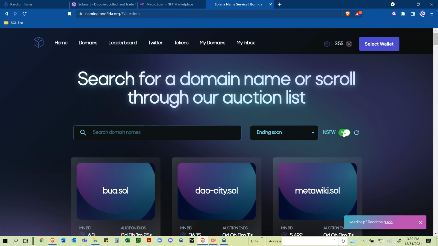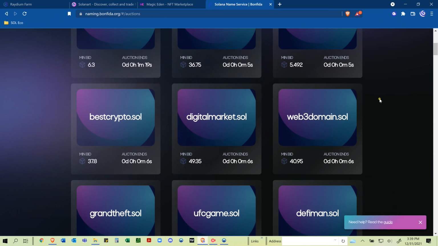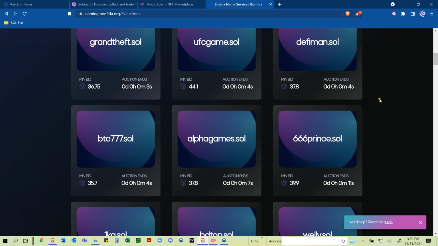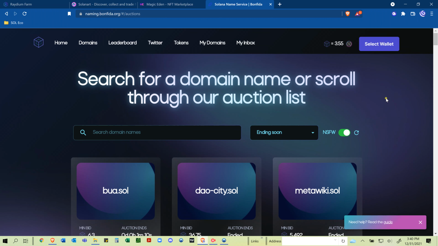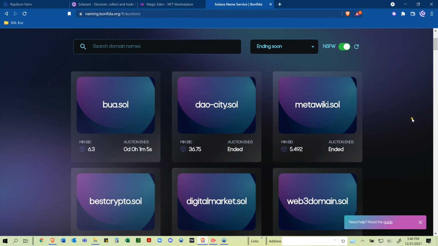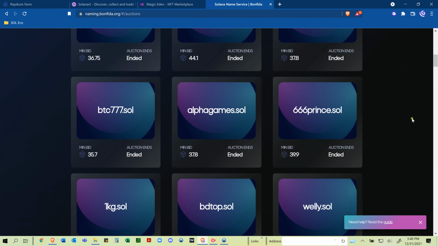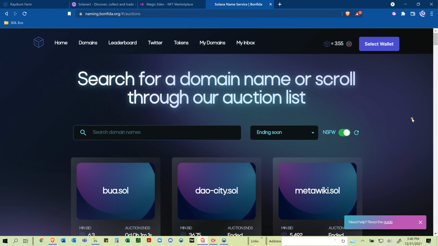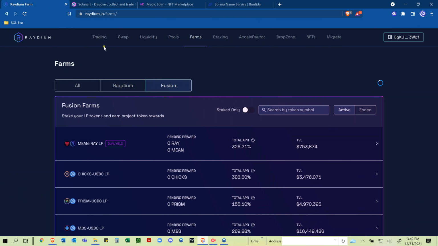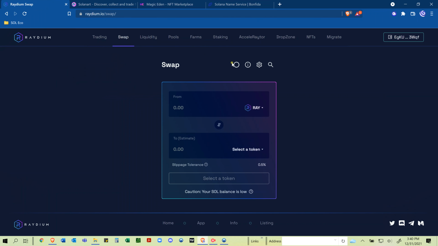You can also look at domains. So if you wanted to register domains, you can have the not safe for work on or off. I always keep it on. So then these are all bid in Bonafide. Okay. So one Bonafide is $3.55. So if you want to actually buy this or register unique .sol addresses, this is where you do it. And this is what you have to use Bonafide for.